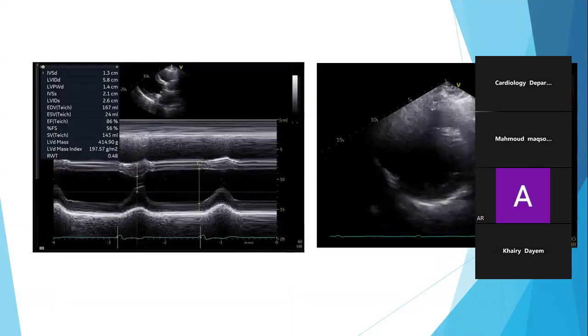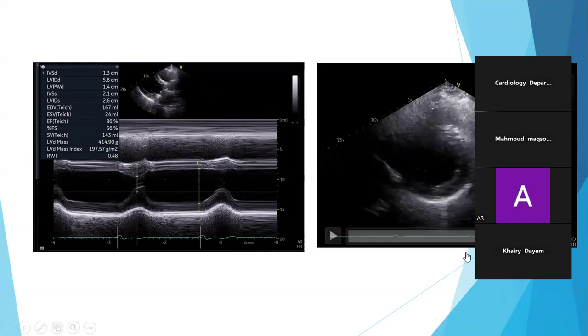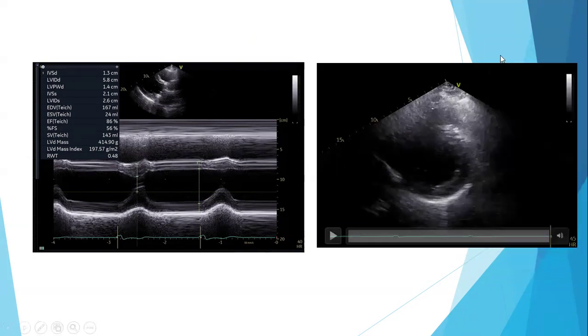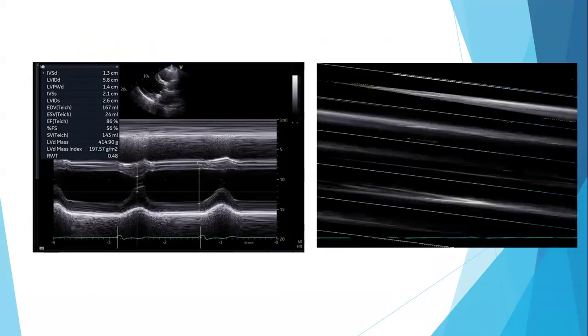This is the parasternal long axis cut for which the M mode was taken, showing that we have a dilated LV internal dimension of 58 millimeter, followed by the short axis for which we can appreciate that we have a normal function.